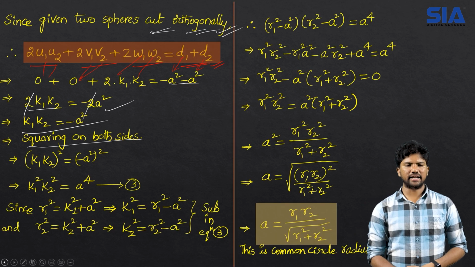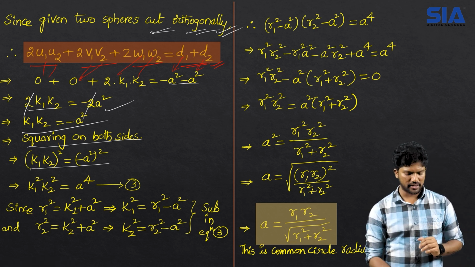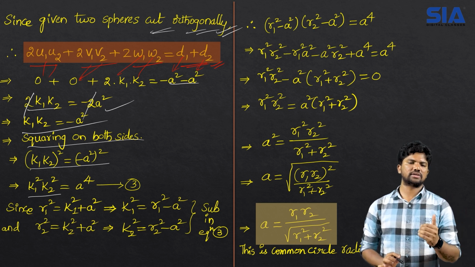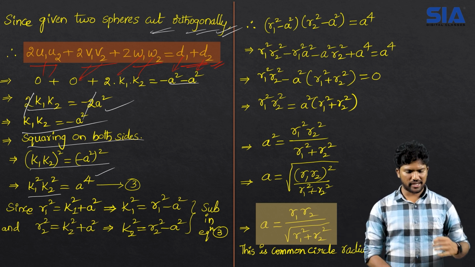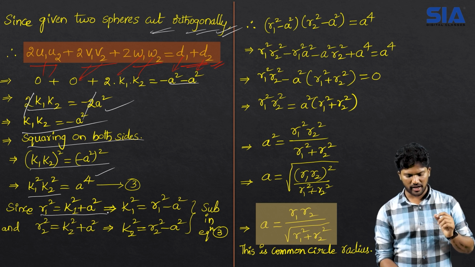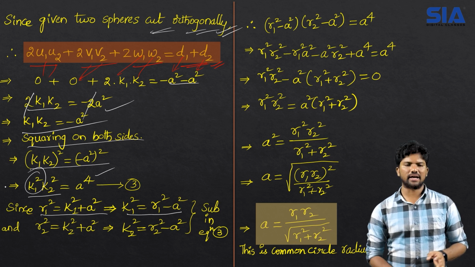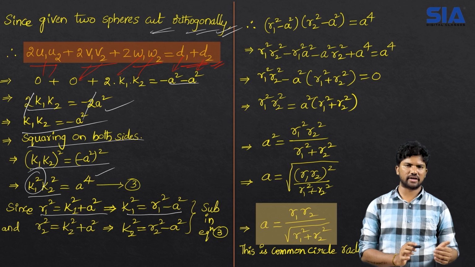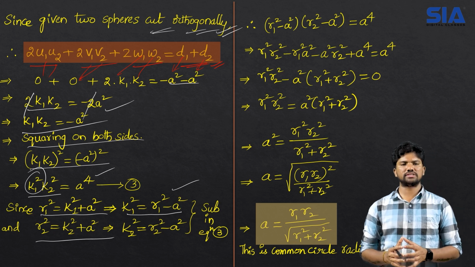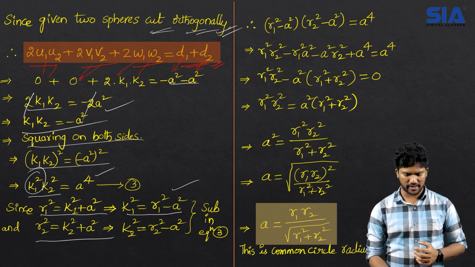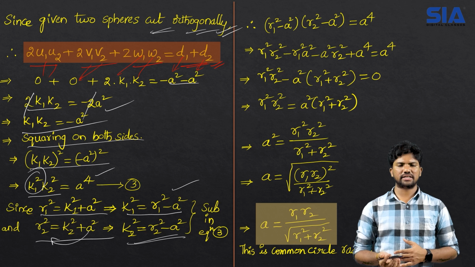Squaring on both sides, k1k2 whole square is equal to minus a square whole square. Therefore k1 square k2 square is equal to a power 4. Previously, from the radius equations, we have r1 square is equal to k1 square plus a square. From this equation I want the k1 square value, so k1 square is r1 square minus a square. Since r2 square is equal to k2 square plus a square, if you send this a square to the LHS, k2 square is r2 square minus a square.